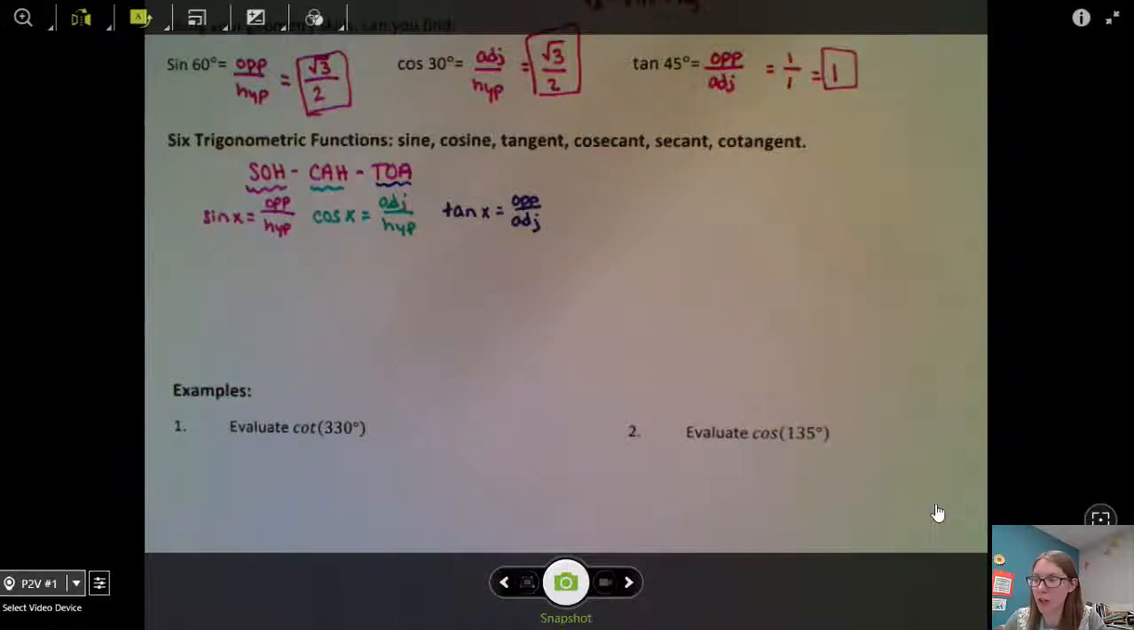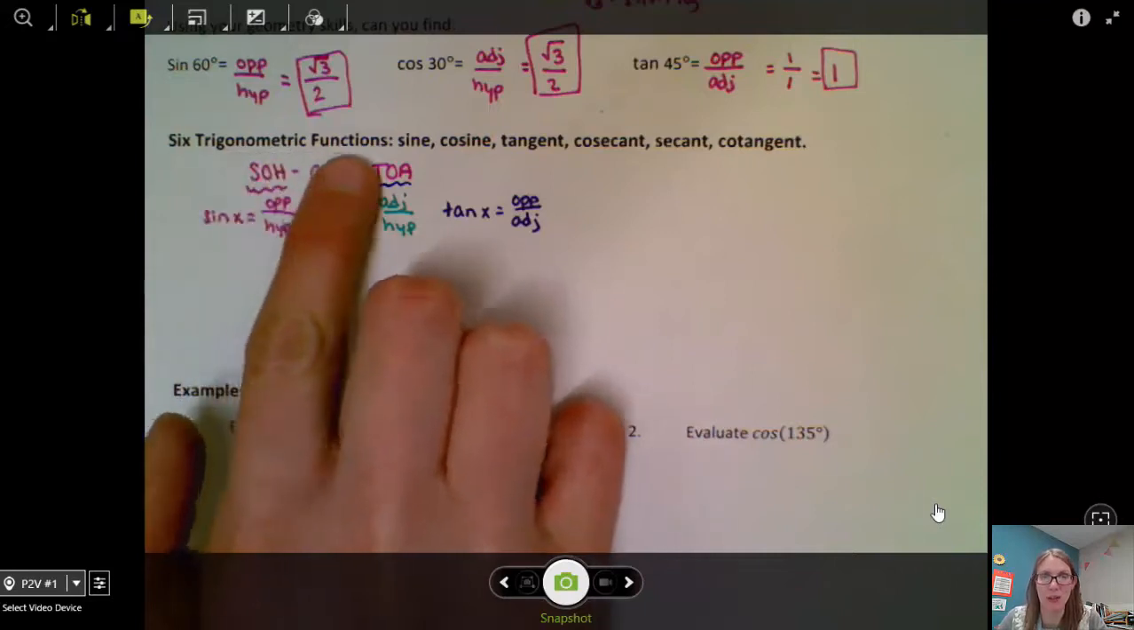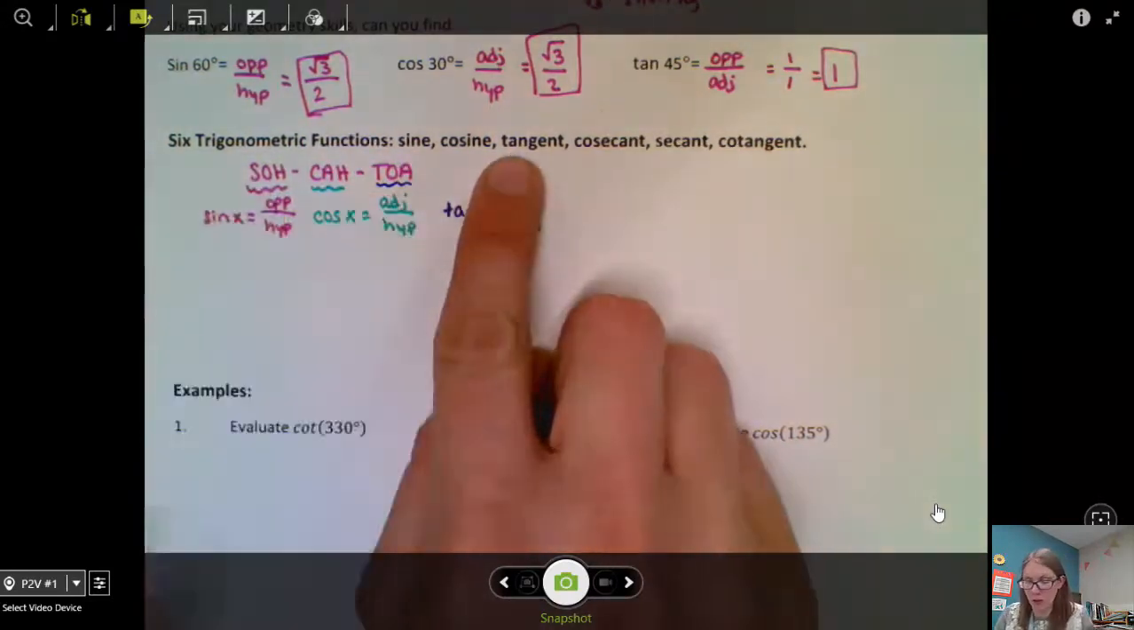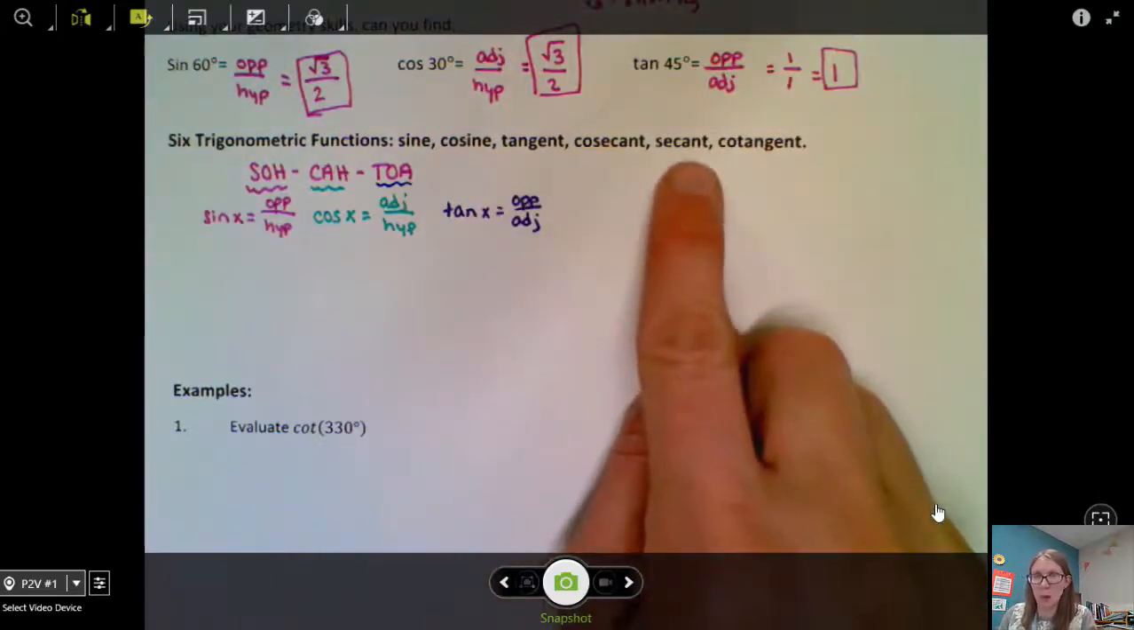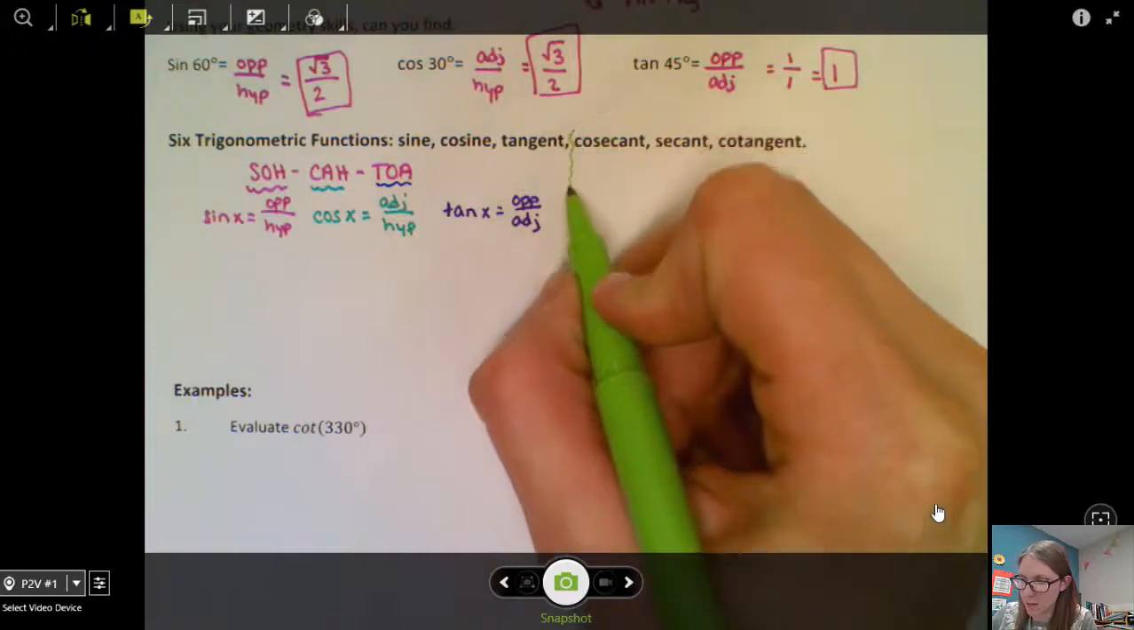Okay, our next video, we are going to talk about 3 other trigonometric functions. We've seen sine, cosine, and tangent before, but if you look right here, there are 6 trigonometric functions. Sine, cosine, and tangent, the 3 that we know. And then we have these 3 new ones, cosecant, secant, and cotangent.